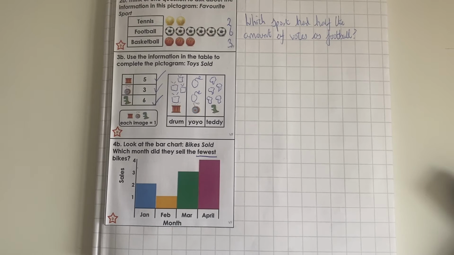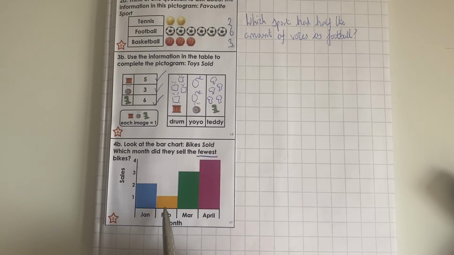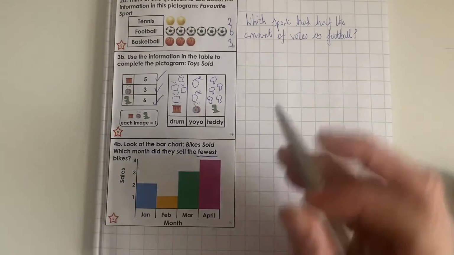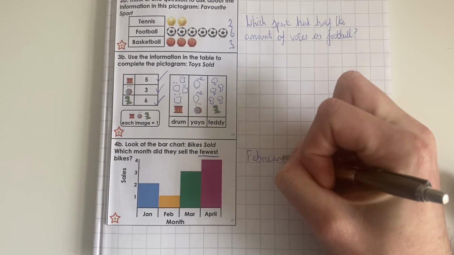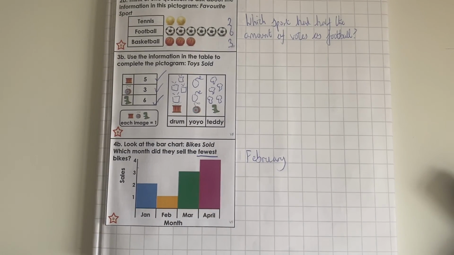What we can do is work out by counting up each one and writing how many there was of each. Or, the reason why we use bar charts is because it's much easier to identify values, especially when answering questions such as which month did they sell the fewest bikes, by looking at which bar is the smallest. In this case, it is February, because the other 3 bars are much taller. So our answer is February. That's your input for today's lesson.